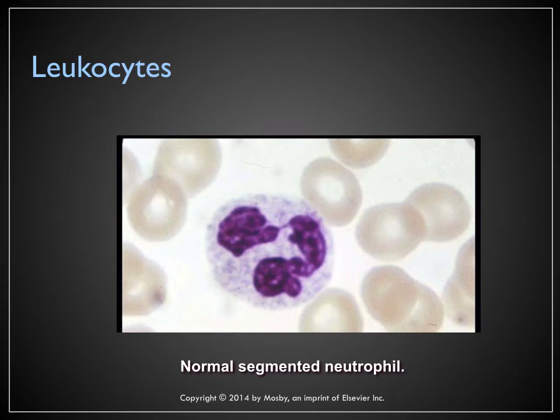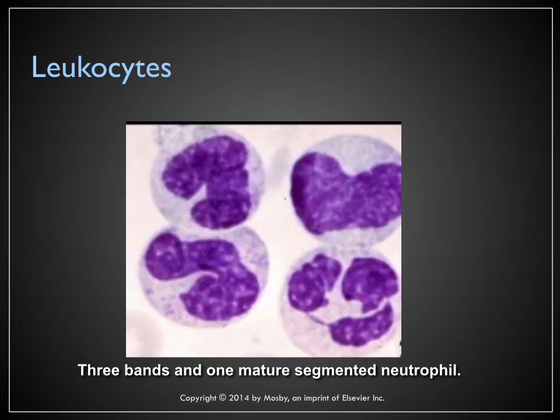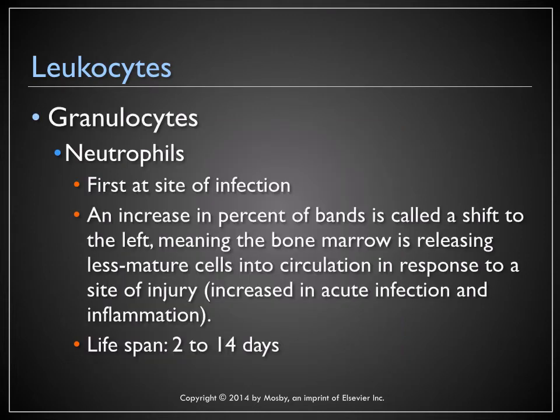Then they are showing a normal segmented neutrophil in this picture in slide 18. And then you have 3 bands and 1 mature segmented neutrophil. They're showing you that. It's just good to know. Then when you have an infection, the first kind of leukocytes which will come into action is neutrophils. And an increase in percent of bands is called a shift to the left.